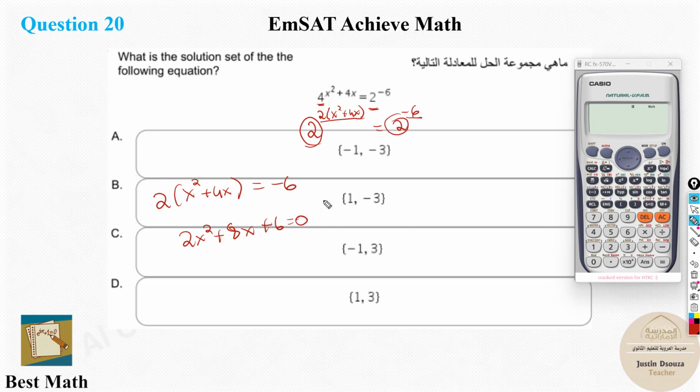Now use the quadratic formula to solve it. That is, mod pi 3. It is 2, 8 and 6. And the answer is minus 1 and minus 3. So this is the answer, not anything else. Both must be negative, and that's the answer.